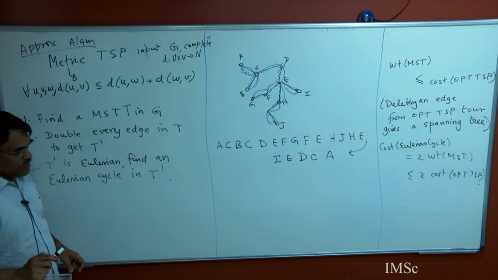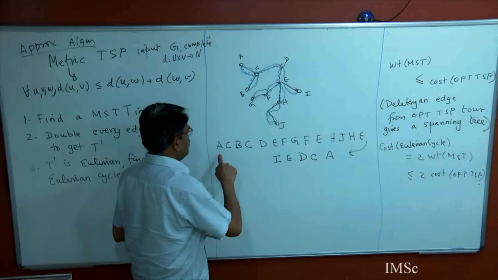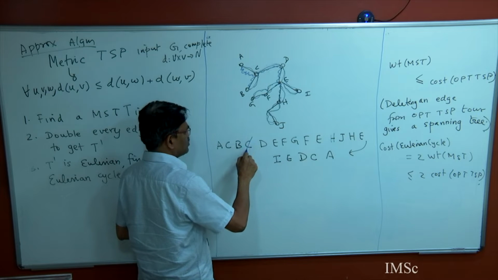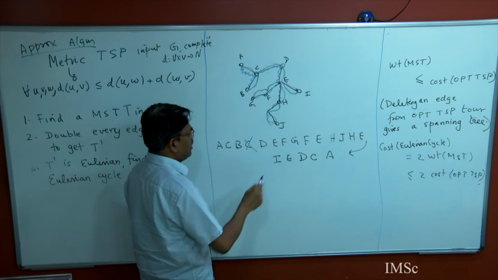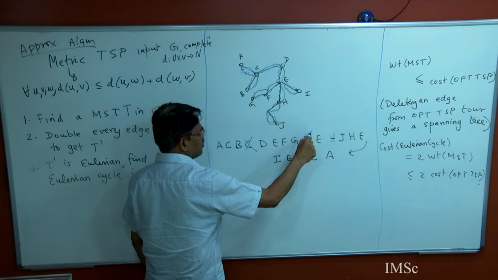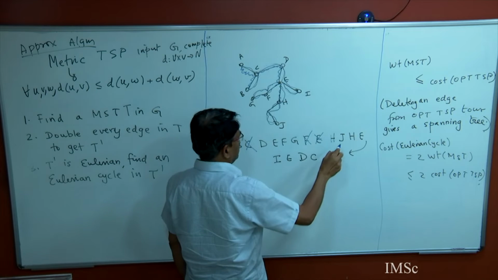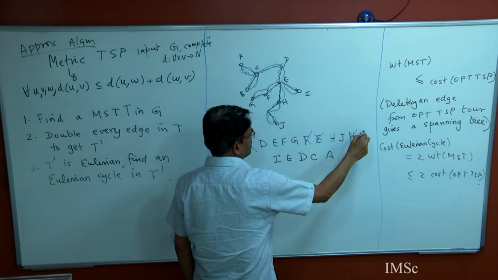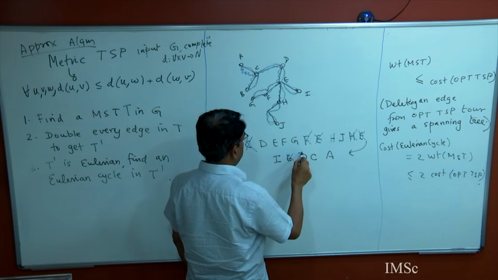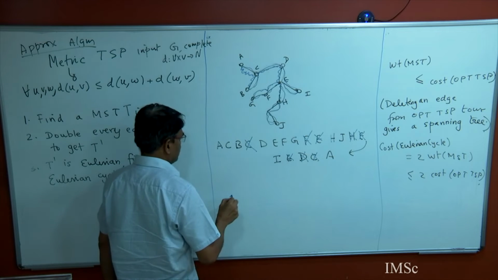So I will get a Hamiltonian cycle by doing the following. I follow through A, C, B, and then say, oh, you're repeating C. No, I don't want to do that. I'll go D, E, F, G, and then I'm repeating F. No, I don't want to do that. No repetition. H is fine. J is fine, but no repetition. I, no E, no D, no C. I get A.